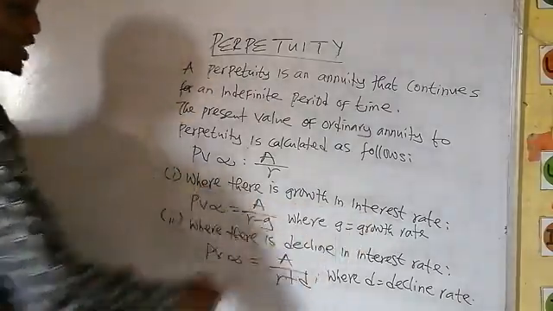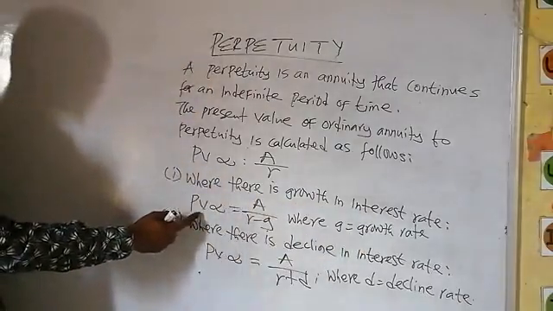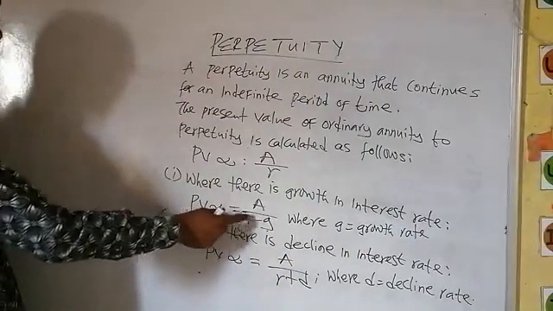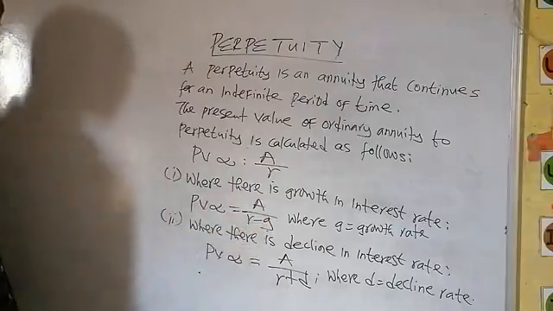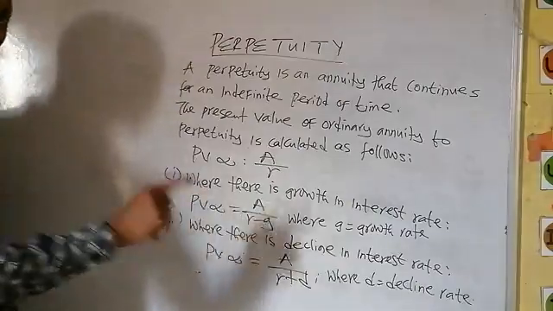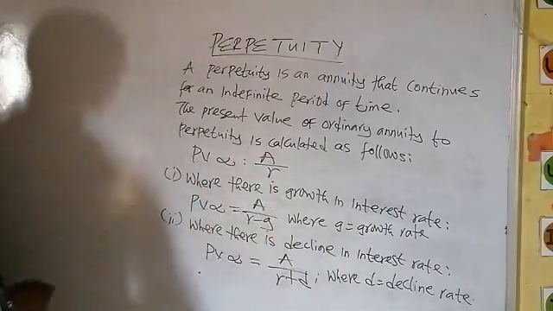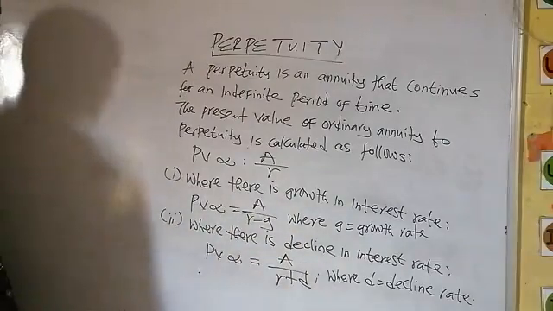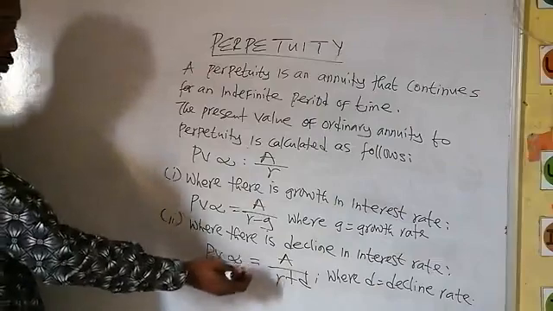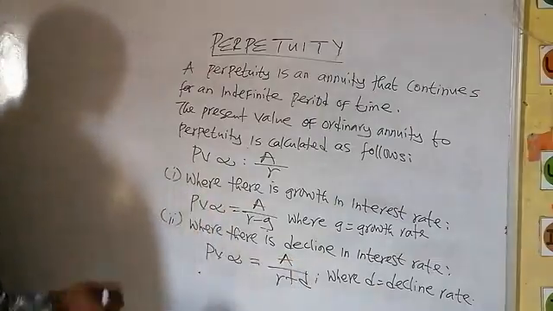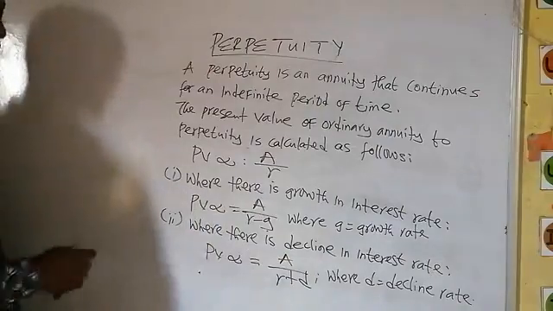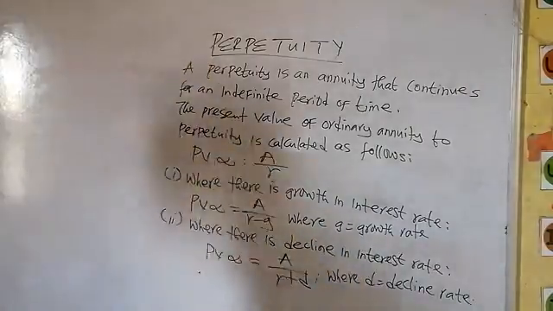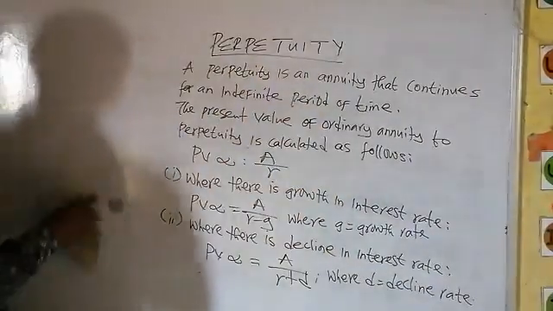So where there is growth in interest rates, this is the formula to use. This will be your present value. The present value of the annuity indefinitely will be A all over R minus G, where G is the growth rate in the interest. But in the other way around, where there is a decline in interest rate, the interest rate has dropped, the present value is equal to A all over R plus D, where D is the decline rate. If that is the case, let's now look at a particular question to exemplify what I'm talking about.